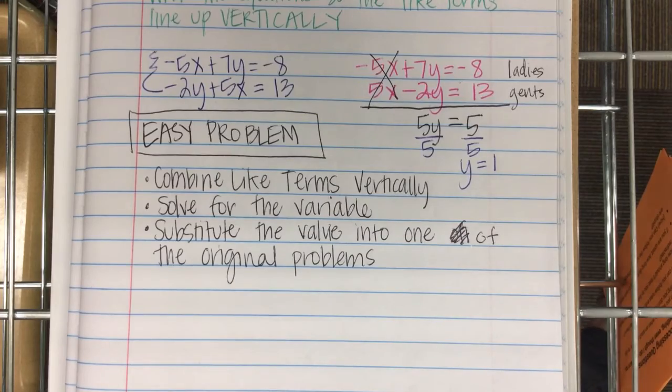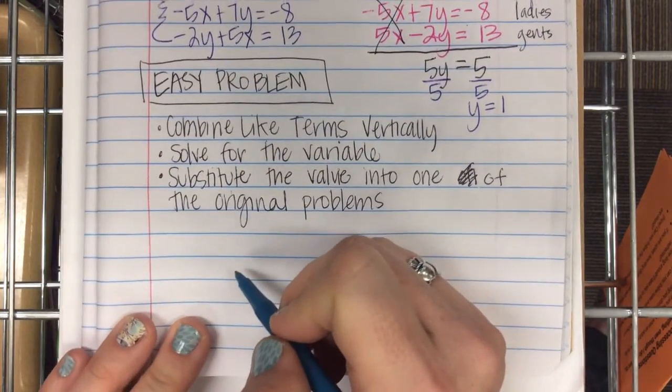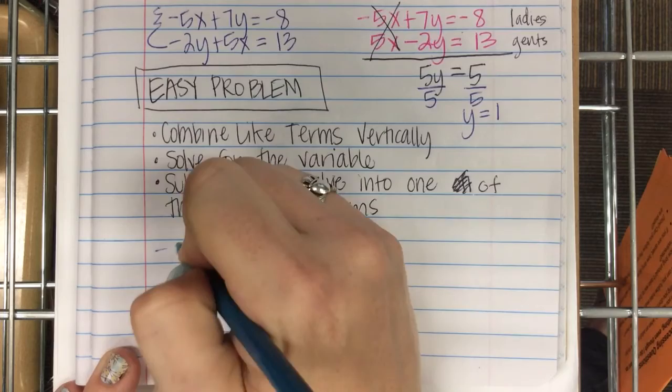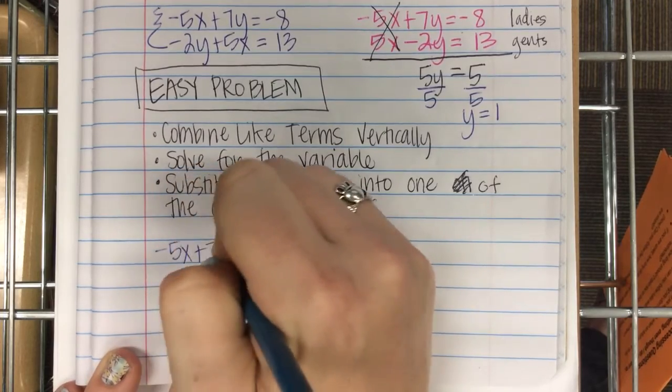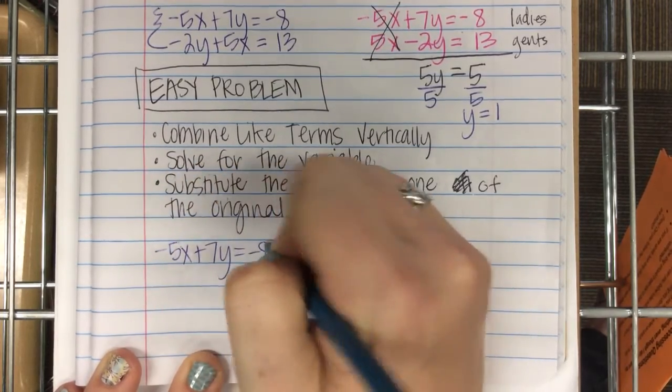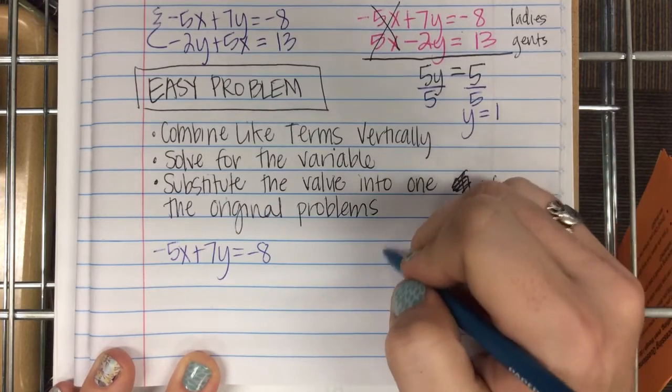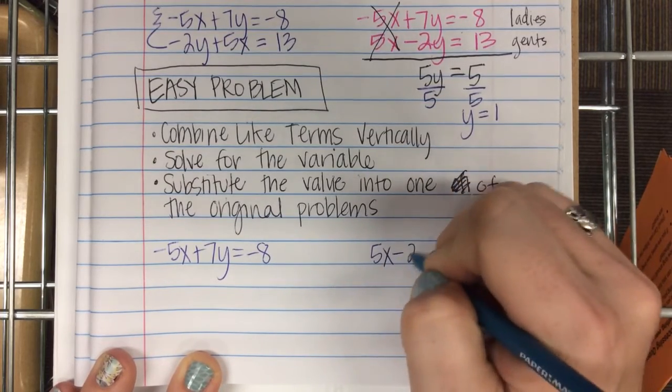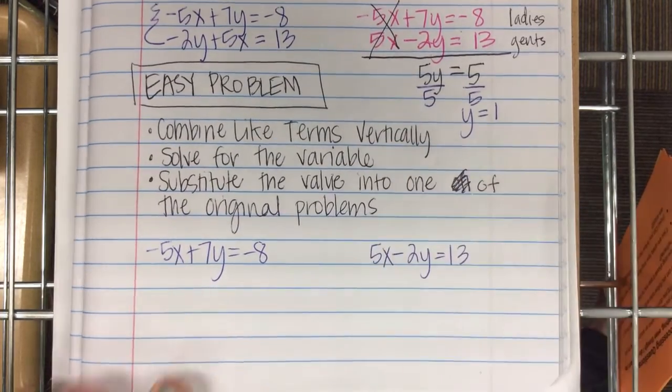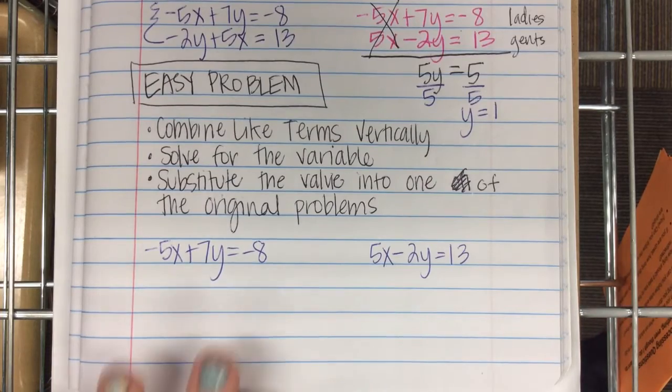So I'm going to do it down here. I'm going to do both of them. Okay? So negative 5x plus 7y equals negative 8. And then I also have 5x minus 2y equals 13. You do not have to do both of them.